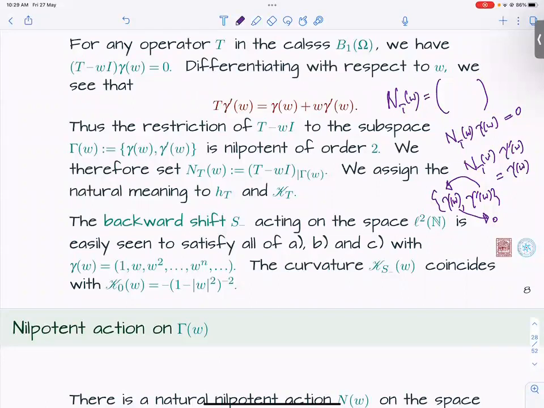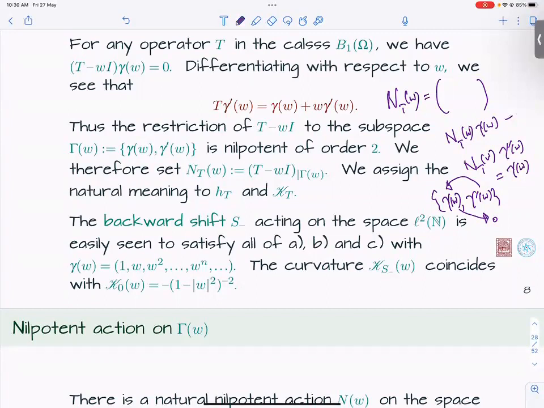If I apply the operator again after all these operations, what has happened? What is in the image? So after I apply NT omega to these two vectors, gamma omega and gamma prime omega, the image consists of only gamma omega, right? Because NT omega takes gamma omega to zero, takes gamma prime omega to gamma omega. So if I apply NT omega a second time, all I will get is zero. And that is what is called a nilpotent operator.